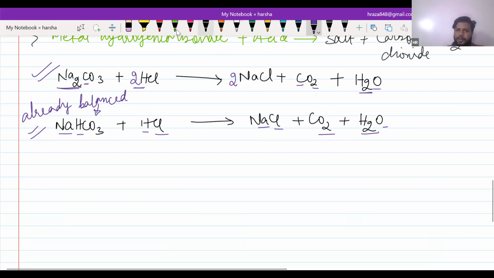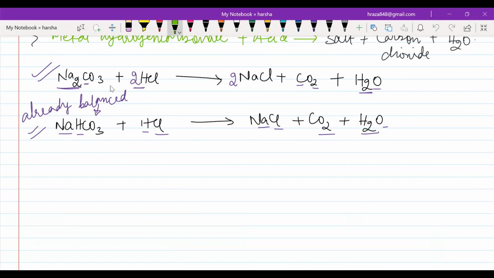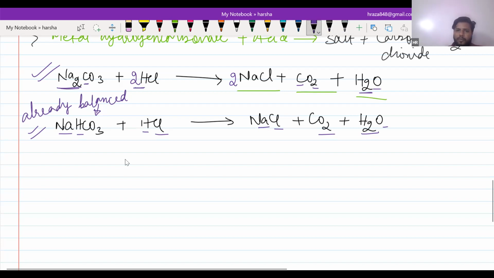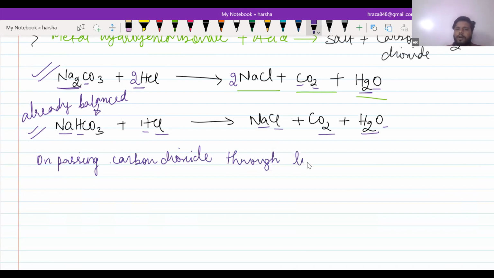Now see, there is another experiment. After reacting metal carbonate or metal hydrogen carbonate with acid, we got salt plus carbon dioxide plus water. Now the next experiment comes on passing carbon dioxide through lime water. Do you know what is lime? So here is the formula: lime water, calcium hydroxide. In aqueous solution, this will be lime water. Aqueous represents that calcium hydroxide is present in water.